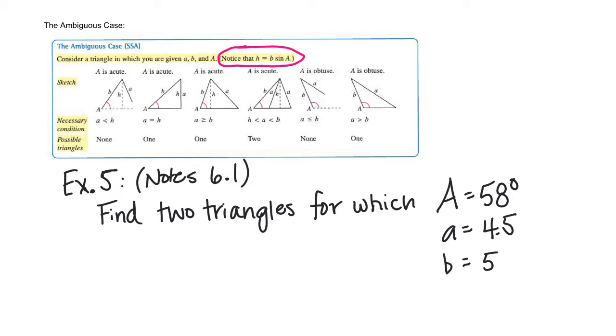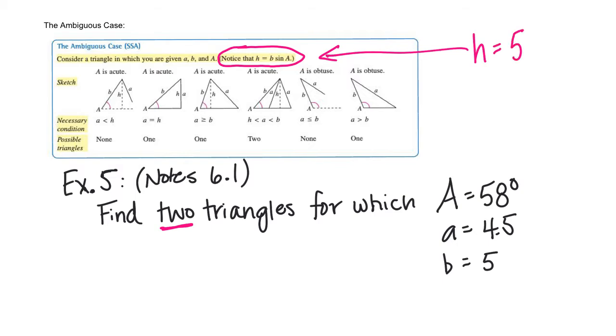I'm going to work on this one problem in this example today. This is from example 5 in your notes from 6-1, and it tells us to find two triangles. They're already letting us know, hey, the ambiguous case is happening. Not all the time do they tell us that. So let's plug in what we know.